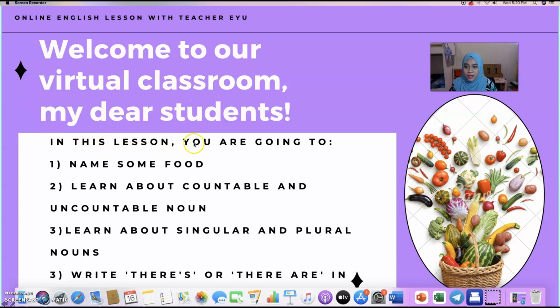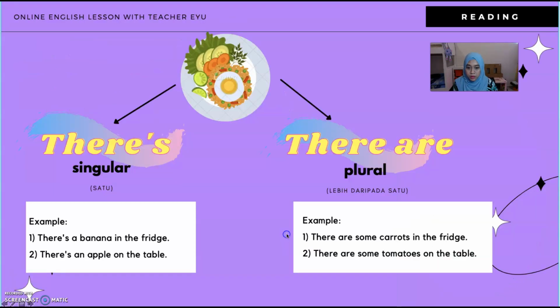In this lesson, you are going to, number 1, name some food. Number 2, learn about countable and uncountable nouns. 3, learn about singular and plural nouns. 4, write there's or there are in sentences. Okay. Right, now let's go.